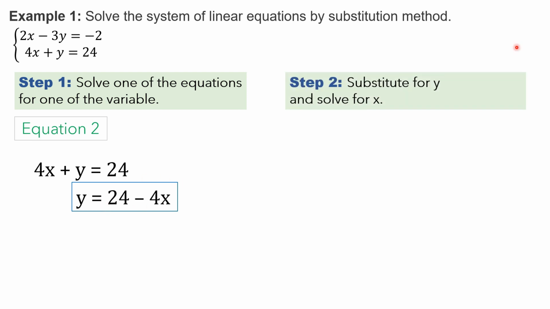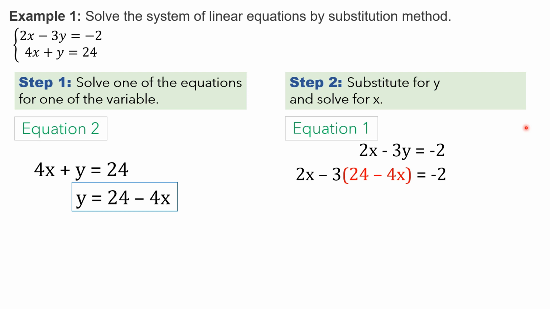So let's see. For step 2, substitute for y and solve for x. Let us use the first equation to solve for x since we used equation 2 to solve for y. So we will use 2x minus 3y equals negative 2. Then change this variable y into 24 minus 4x. Okay, bring down 2x, copy 3, then y, you remove it, change it with 24 minus 4x because that is what we have solved here. 24 minus 4x. Just bring down negative 2.